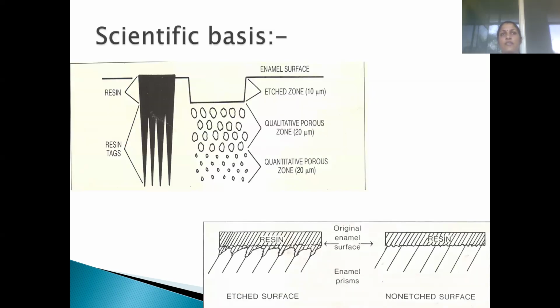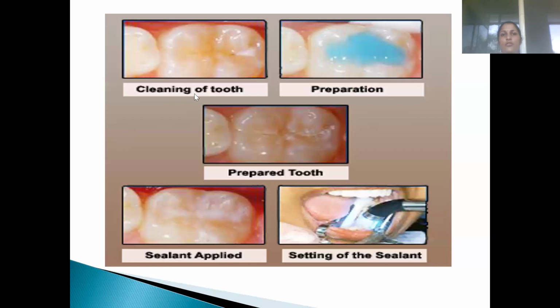Now, coming to the scientific basis, as I've told, its main intention is to create resin tags. We apply the etchant and create microporosities on the enamel surface so that when you apply the sealant, the resin forms resin tags, thereby leading to micromechanical retention. So, as I've told the procedure, we first do oral prophylaxis, then isolate with the rubber dam, then apply the etchant, followed by washing and drying, and then application of the sealant.